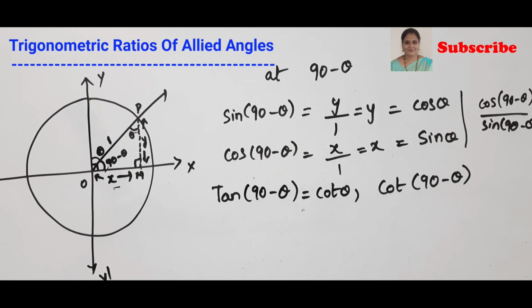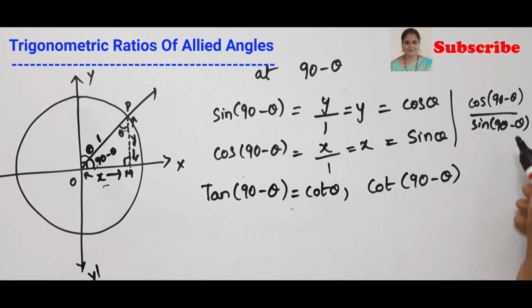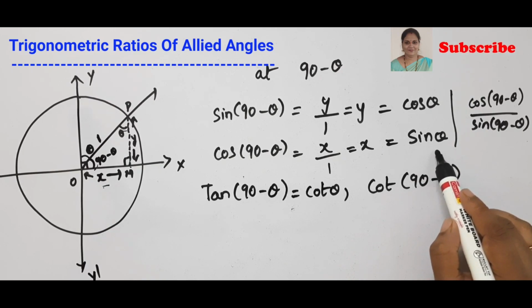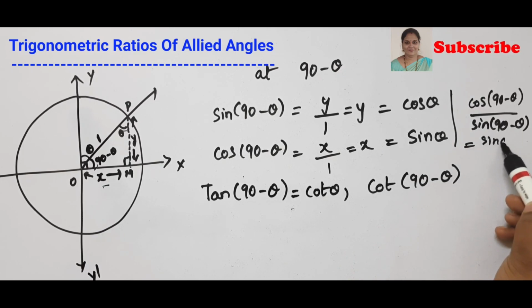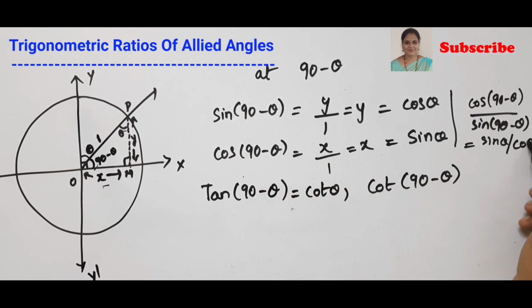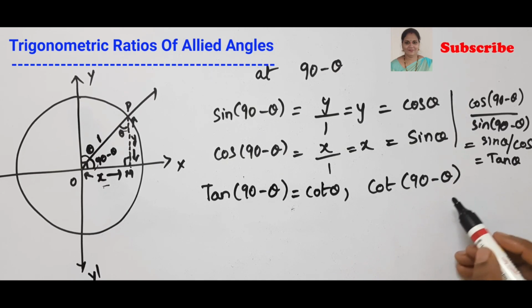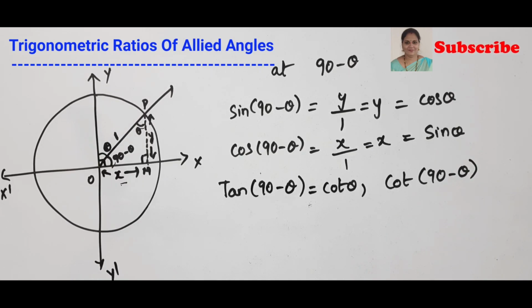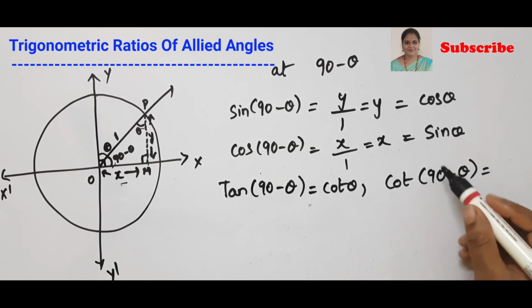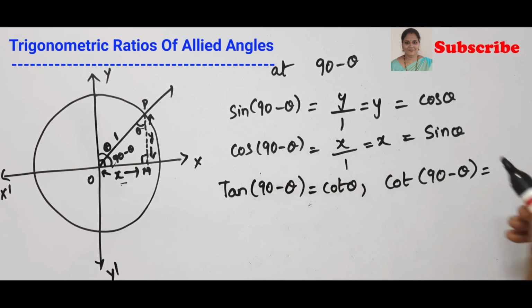Is it not? So cos of 90 minus theta we got as sin theta, and sin of 90 minus theta we got as cos theta. So this is equal to sin theta by cos theta. This is nothing but tan theta. So cot of 90 minus theta is nothing but tan theta. Cos of 90 minus theta by sin of 90 minus theta is sin theta by cos theta, which is nothing but tan theta.